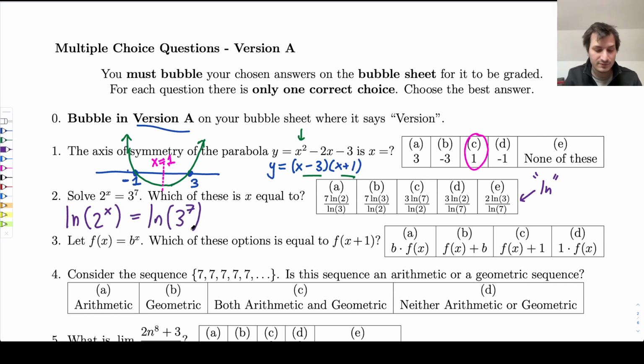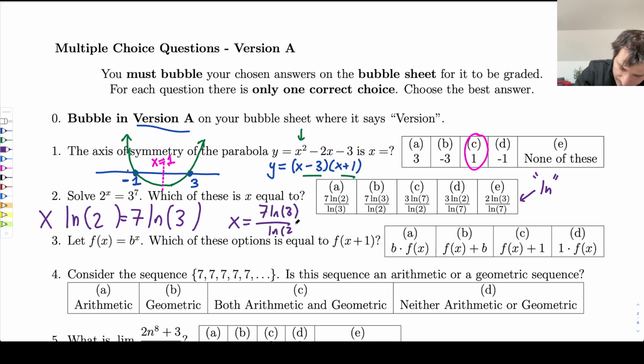Now by the rules of logs, the exponent here, the x, will jump down, right? The x becomes an x ln 2, and the 7 becomes multiplication by 7. So x times ln 2 equals 7 times ln 3. And if you move the ln 2 to the other side, you get x equals 7 ln 3 divided by ln 2. So hopefully that's one of the answers. And look at that, that's option B. Okay, there we go, using the rules of logs.